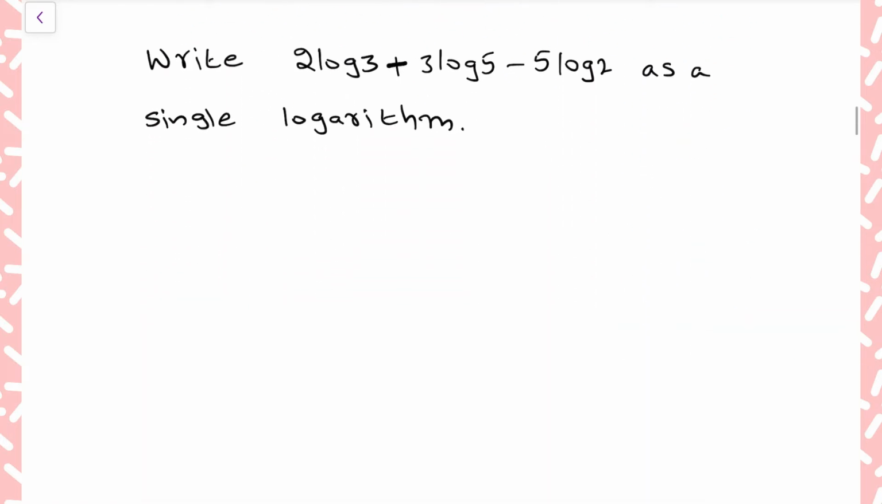Next, write 2 log 3 plus 3 log 5 minus 5 log 2 as a single logarithm. So we have one formula, log A power m equals m into log A. For the main number, if a power is there, that power will come to the front as it is, so it becomes m log A. The same formula, if I read it in reverse, m log A equals log A power m. It means in front of the logarithm, if any number is there, it will go as the power for the main number.